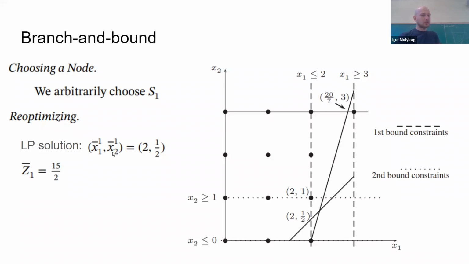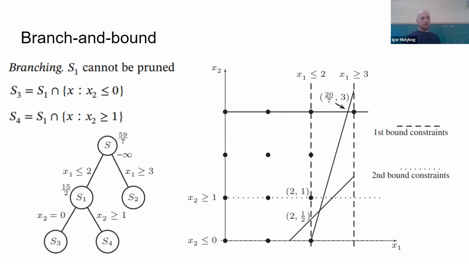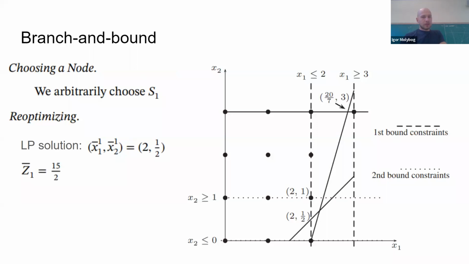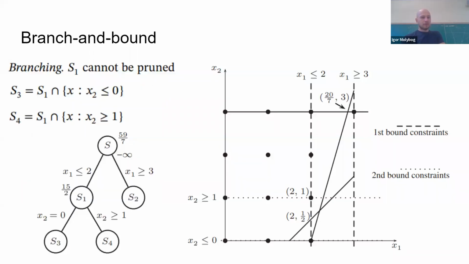So x1,1 and x2,1 are the solutions for the LP relaxation on our first node, and its values are 2 and 1/2. On this picture, it's located over here, right? The corresponding upper bound is equal to 15 over 2, which is again only an upper bound, and we don't have a lower bound really.